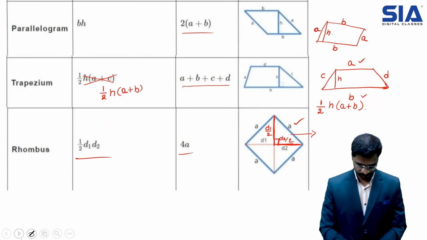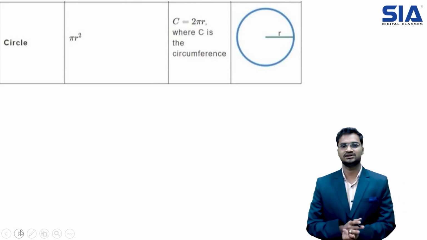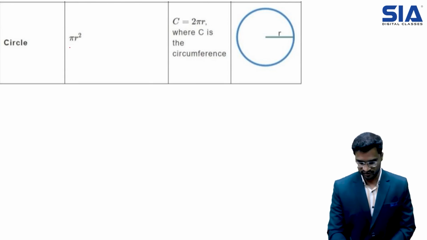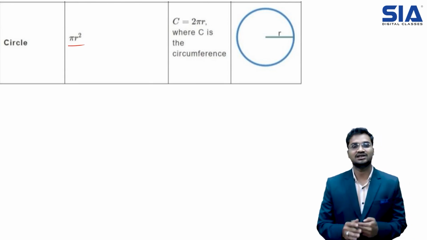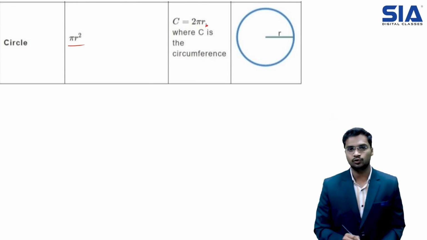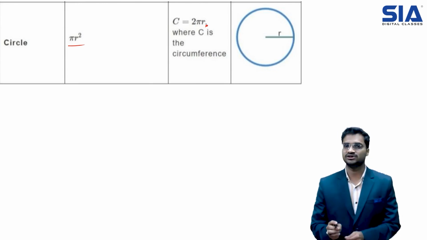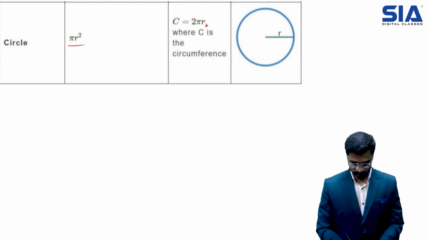Okay. Now, coming to the next formula, which is the circle. The area of a circle is pi r square, and the circumference of a circle is 2 pi r. So let us solve some questions on the circle formulas.